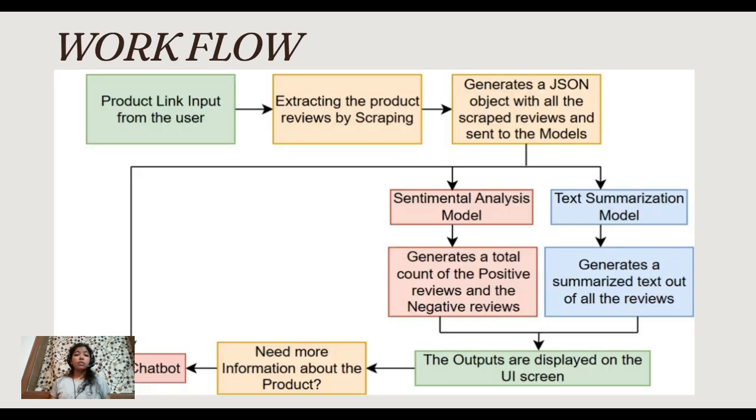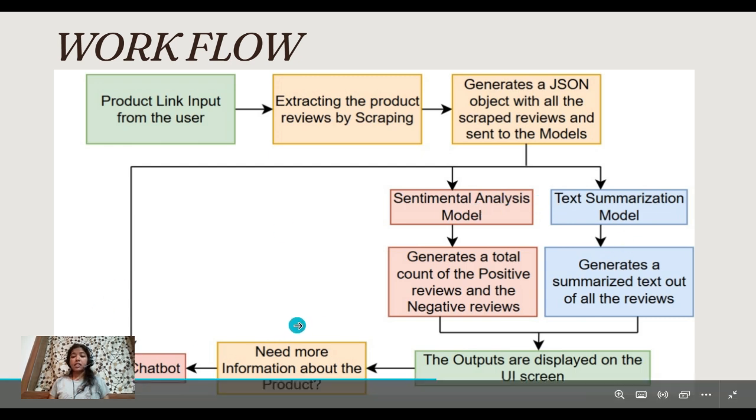The workflow of the project is this: when the user gives the link of the product, the web application directly goes and scrapes the reviews of that particular product and generates a JSON object. Those reviews are in the form of JSON objects. Those objects are then used for sentimental analysis, text summarization, and the RAG chatbot.